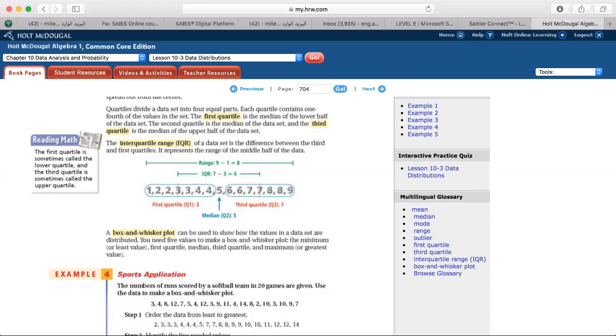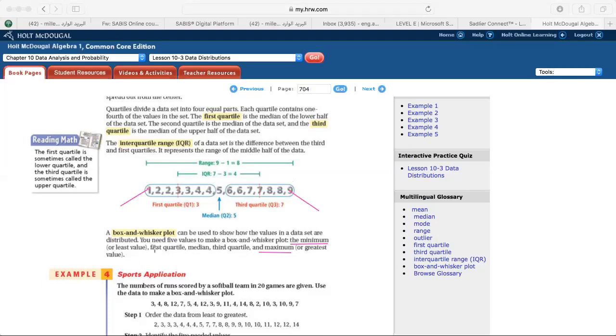What is a box and whisker plot? A box and whisker plot can be used to show how the values in a data set are distributed. You need 5 values to make a box and whisker plot. I need 5 values. The minimum value, which is 1, and the maximum, which is 9.